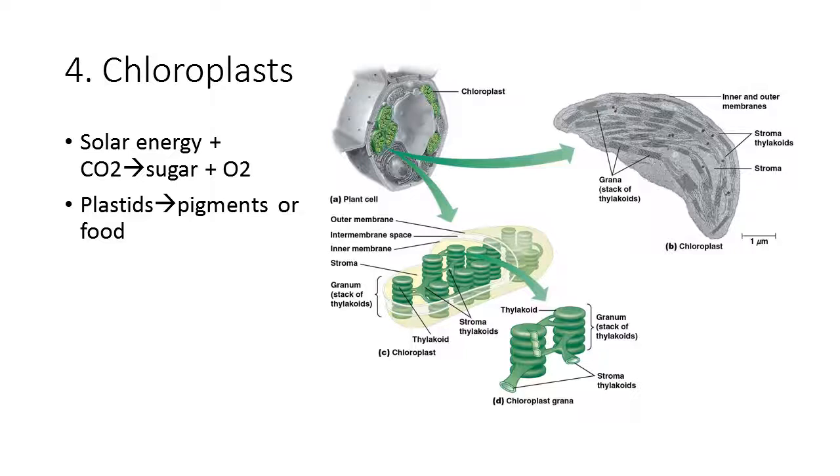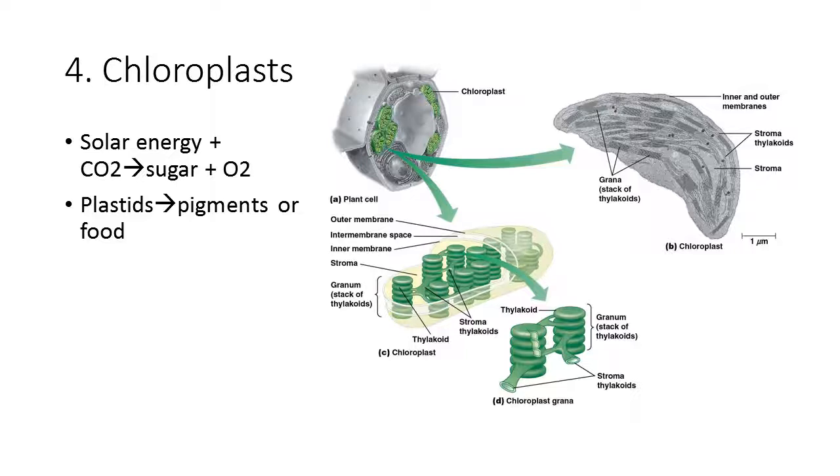Chloroplasts, only found in plant cells, and these are going to do the opposite of the mitochondria. So they're going to take solar energy, so light from the sun, and carbon dioxide, and they're actually going to make sugar and oxygen, whereas your mitochondria are going to take sugar and oxygen and break it down into carbon dioxide.